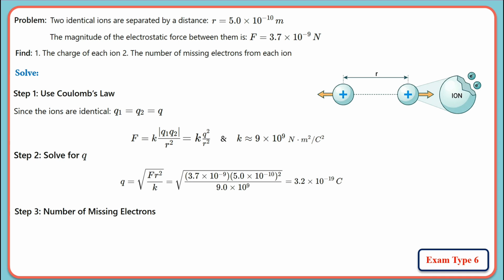Next, to find the number of missing electrons, we divide this charge by the elementary charge. That gives us 2 electrons missing from each ion. Excellent job. Let's continue to the next important exam type.